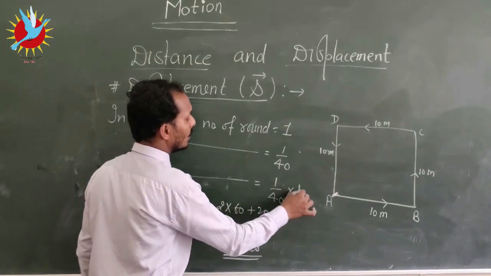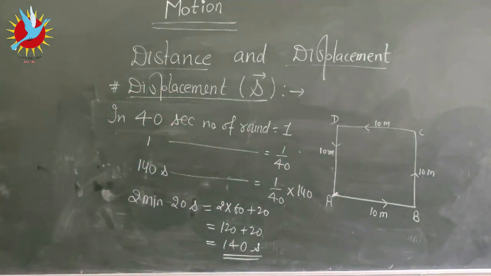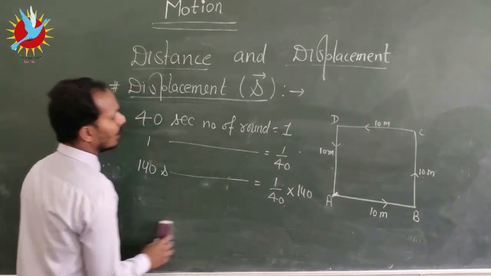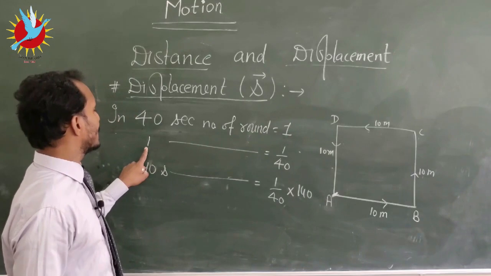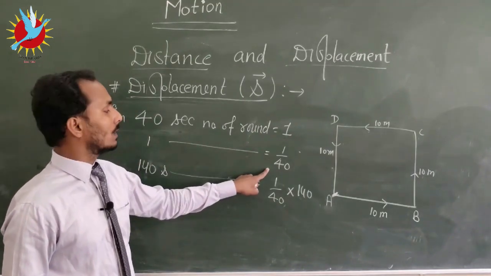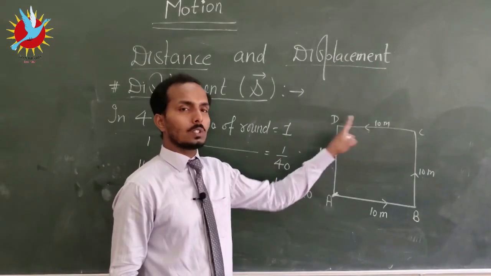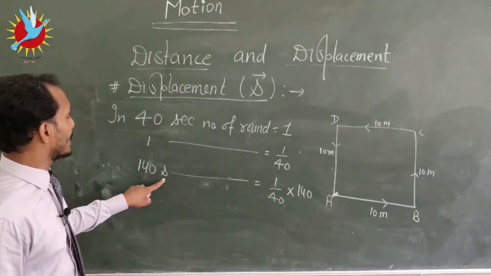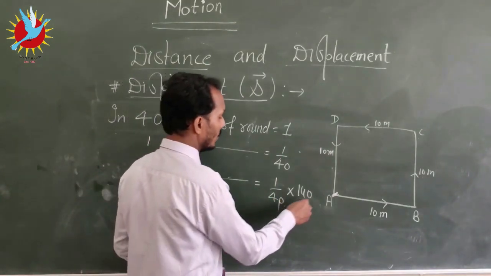Calculate the number of rounds. First of all, it takes 40 seconds to cover one round. So in 1 second it covers 1/40 of a round. The total time taken by the farmer is 2 minutes 20 seconds, so first convert it into seconds. In 140 seconds it covers 140 times 1/40, so calculate this value.